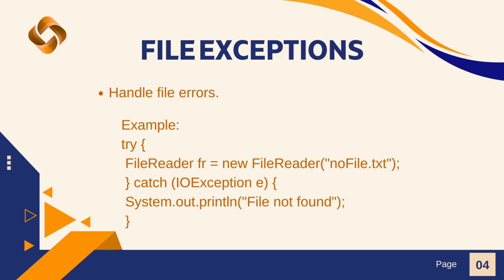If the file cannot be found or another input-output error occurs, an I/O exception is thrown. The catch block then displays a message indicating that the file was not found. Using exception handling helps prevent programs from crashing and allows developers to respond to errors gracefully.